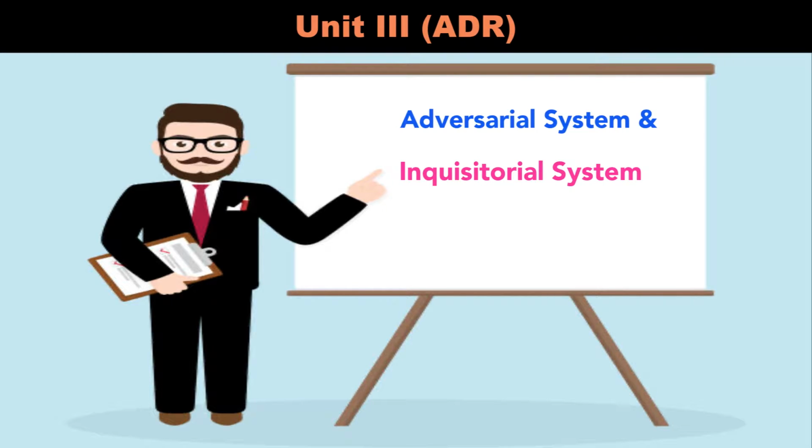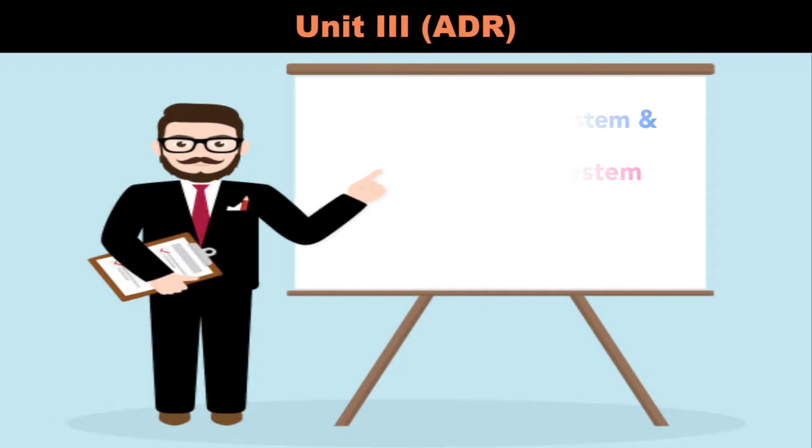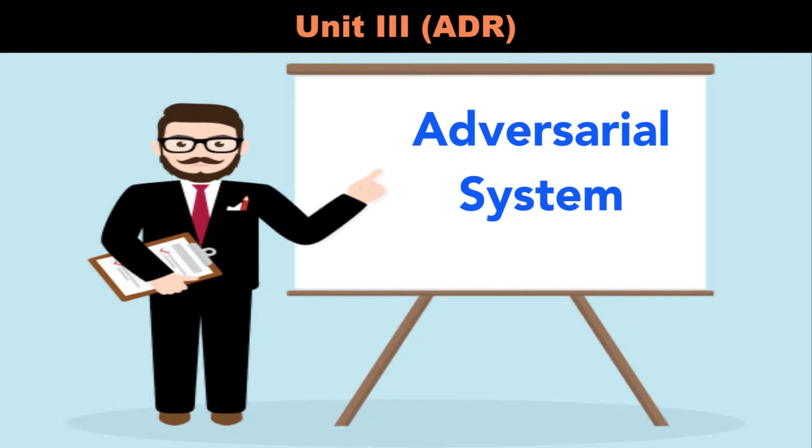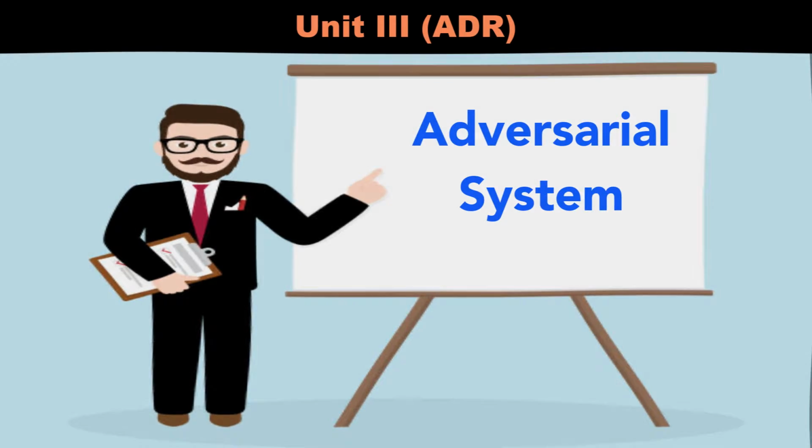Based on the methods of the courtroom adjudicatory procedure and role of judges and advocates, the legal system of the entire world can be broadly categorized into two systems, namely adversarial system and inquisitorial system. So let's discuss each one of them separately and also understand the differences between them. So in this video, I will discuss only the adversarial system. Okay? So first understand its meaning.